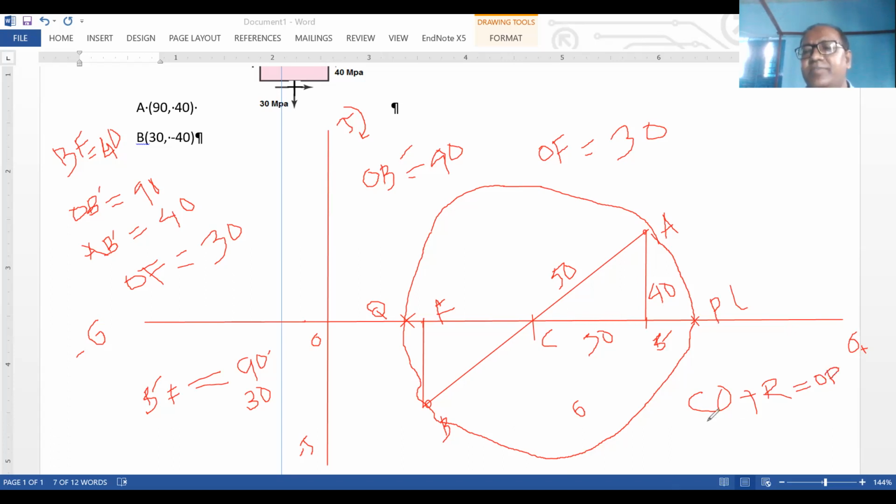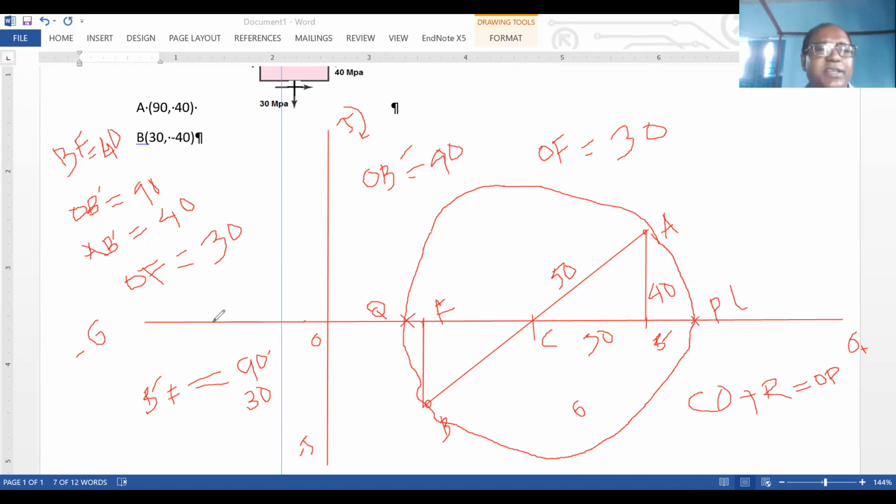So what is my radius? R is 50. The radius of the circle is 50. So we are getting 110 now, not 100. CP is the radius of the circle, which is 50, plus OC. What is the OC?